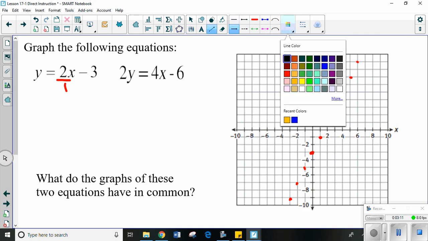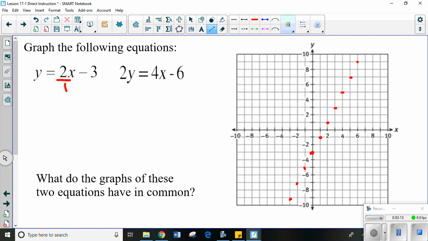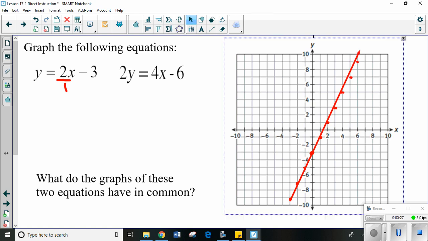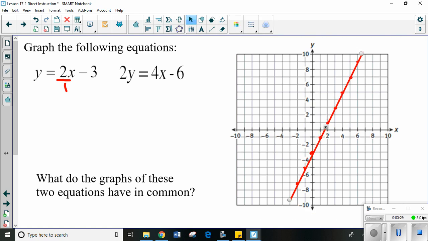And make sure you put as many points on your coordinate plane as possible because we don't know where these lines are going to intersect. Okay, so put as many points on your line as possible.